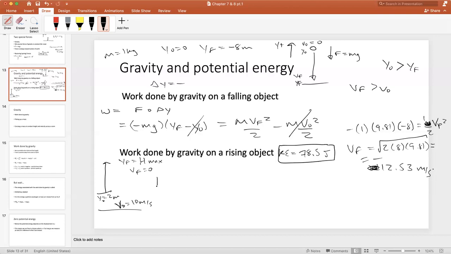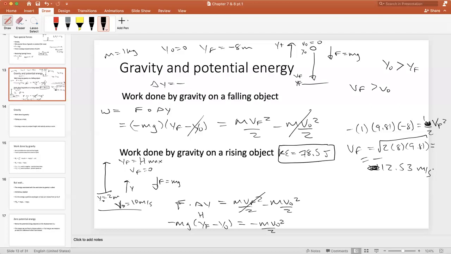The work done by gravity, again, F is mg and it's negative. Change of y is up, right? So y is positive up. And so we get that the work, F dotted with dy, or change of y, is equal to m v final squared over 2 minus v initial squared over 2. And note that this will be 0. So we get F is minus mg. Change of y is y final minus y initial. This is equal to negative m v naught squared over 2. Okay? And we want to know, essentially, this is H max.